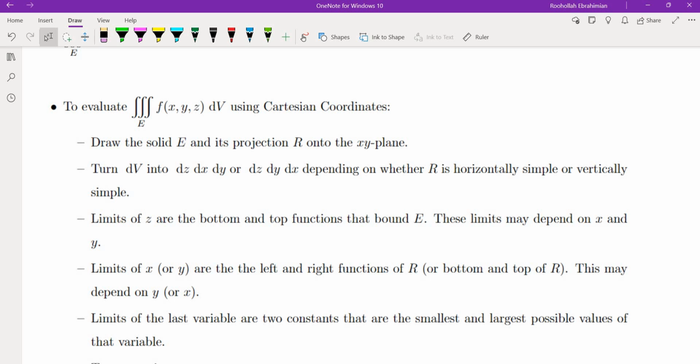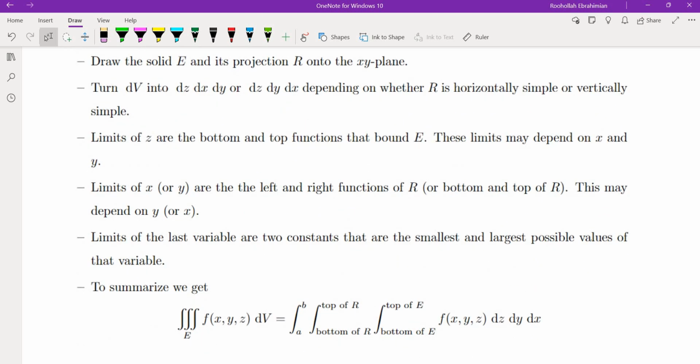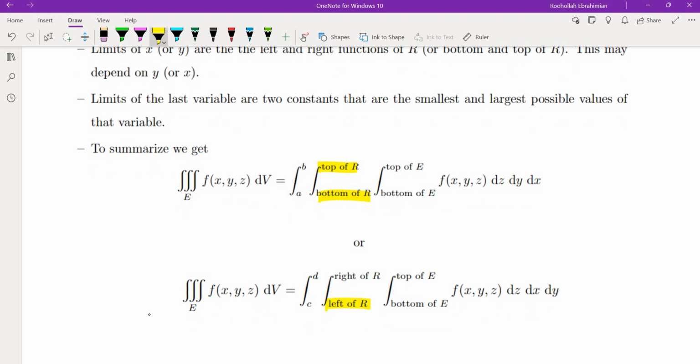And notice that this could be a function of x and y. Then you look at your R, and then you find the limits of x and y using your region R. So that part is exactly what you do when you are doing a double integral in Cartesian coordinates. And if your R is a polar region, then you'll have to use polar coordinates.